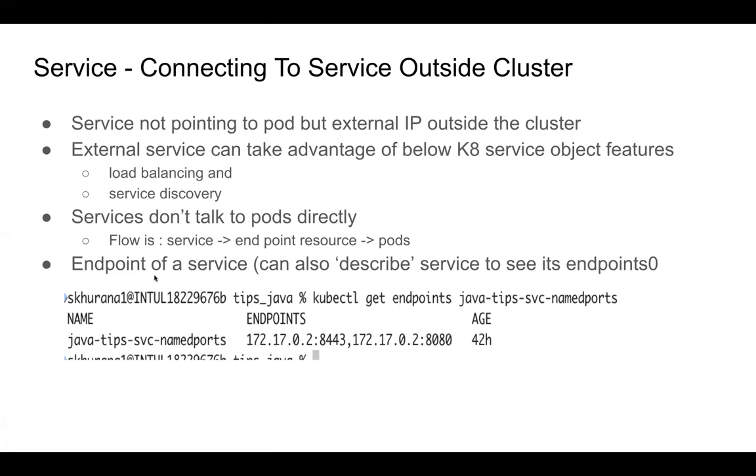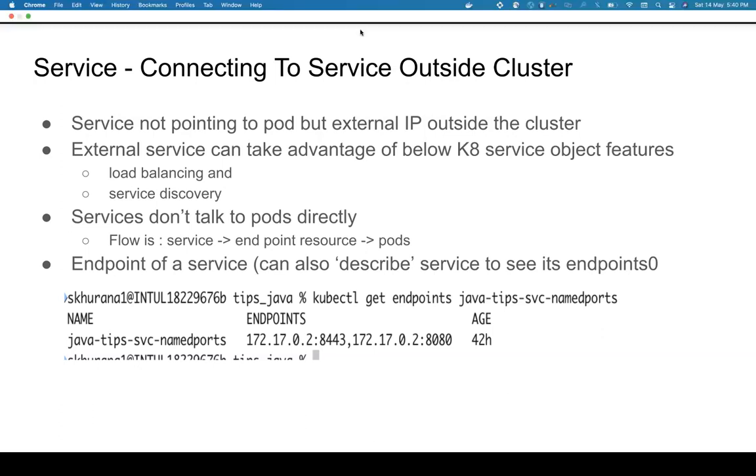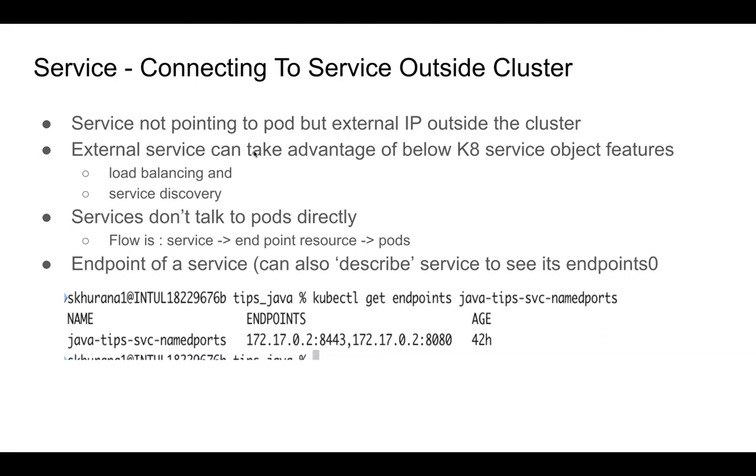Now, what we have done so far is we have created a service object which is connecting to the endpoint, which is a container inside our port, for exposing, correct? But Kubernetes does give you an extra ability to create a service object to connect to endpoints which are not in the Kubernetes cluster, which are outside it. Which means the service will not be pointing to a pod, but to the external IP outside the cluster. So an external service can take advantage of the below Kubernetes service object features.